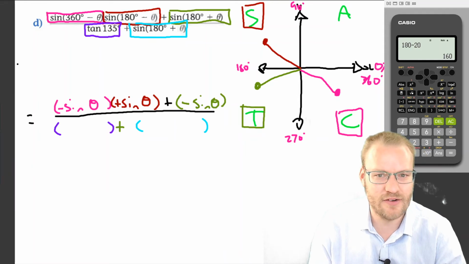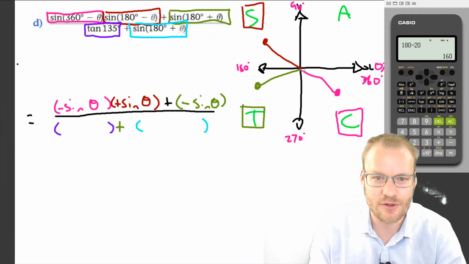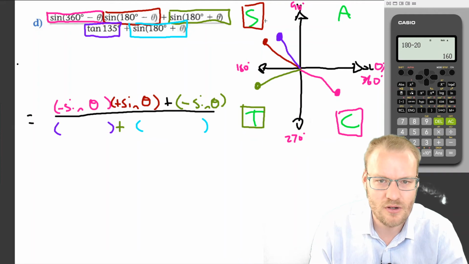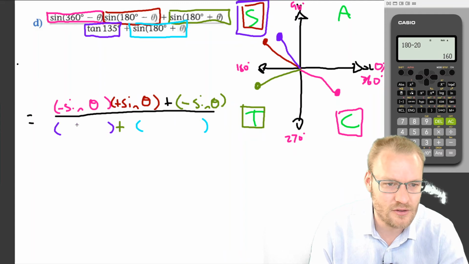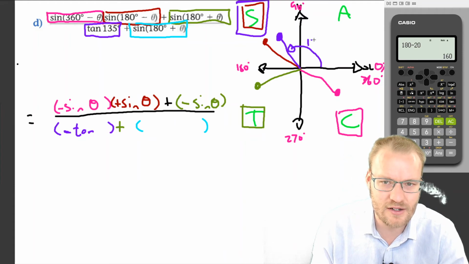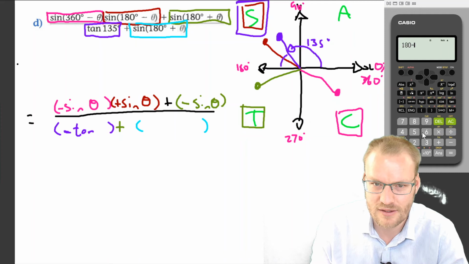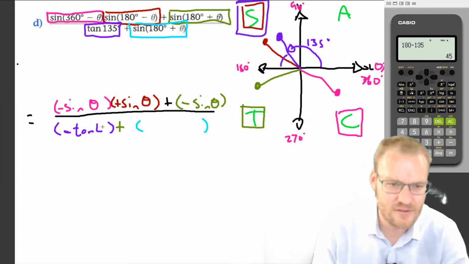Tan of 135. Oh, now we've got a real number to work with. 135 is sitting in this quadrant, so we're sitting in sine's quadrant. Therefore, this is tan of, and it's going to be a negative. So if this is 135, how much further do we need to go to get to the x-axis? Let's just work it out: 180 minus 135, another 45. In other words, this is 45 over here.